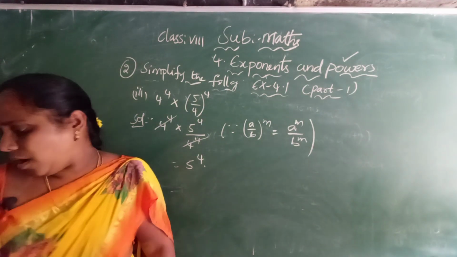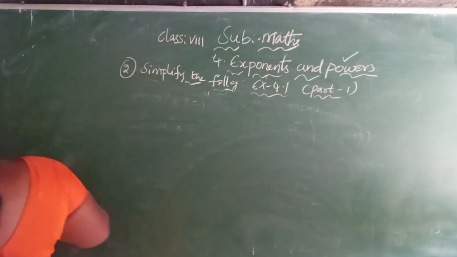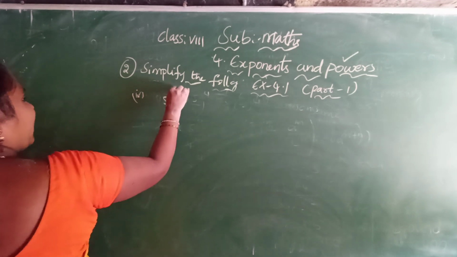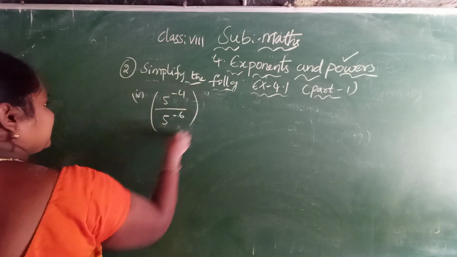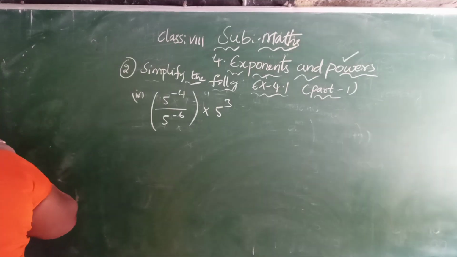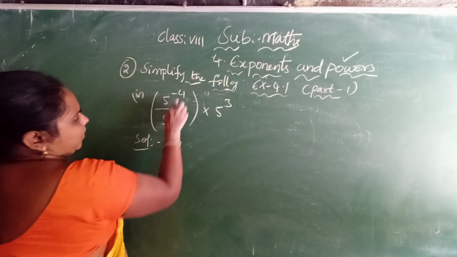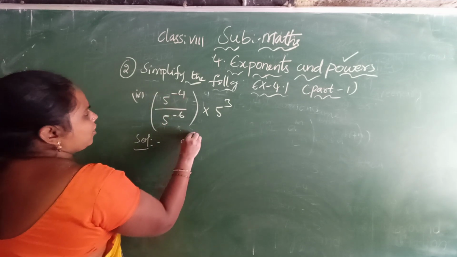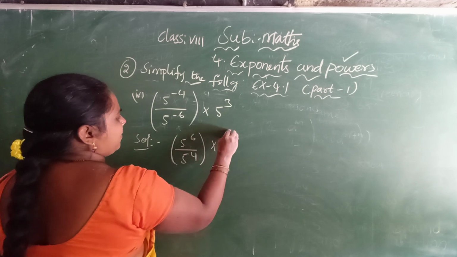Next, the fourth problem. What is the fourth problem given? 5 power minus 4 by 5 power minus 6 into 5 power 3. Here it has negative powers. For negative powers, I am interchanging and making them positive: 5 power 6 by 5 power 4 into 5 power 3.